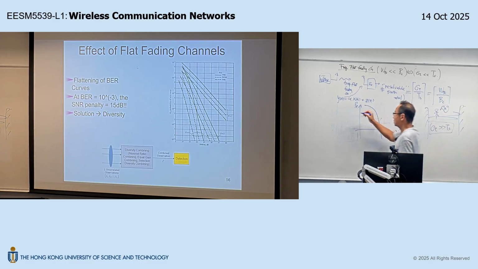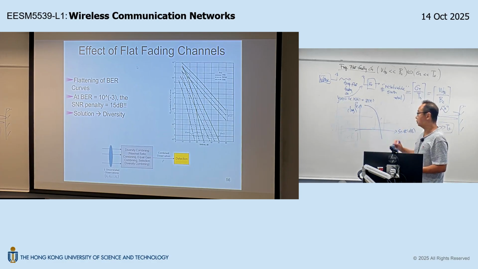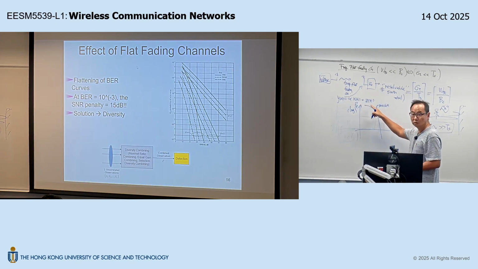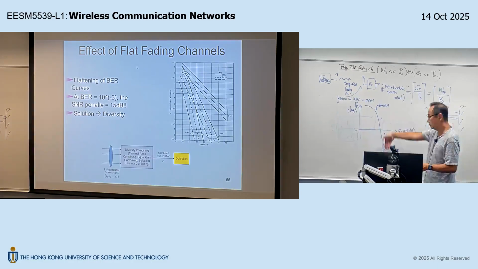And usually this is in log scale. This is also in log scale. So if you're talking about additive white Gaussian noise channel, the curve will be like this. And if you are talking about very high signal to noise ratio, the asymptotic slope will be almost vertical. So that means this curve will be very steep.